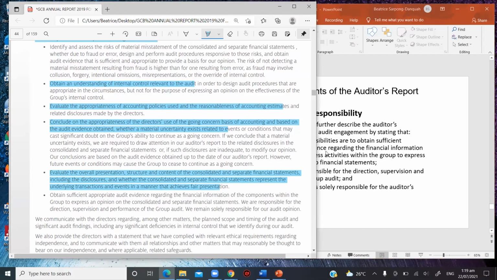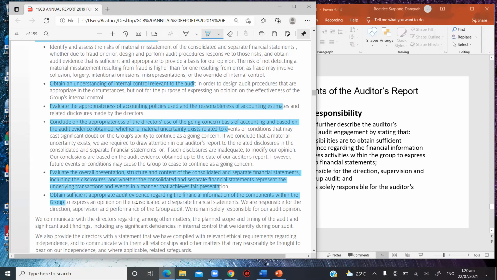And you also have to indicate, if it's a group, if they audited group accounts, whether they obtained evidence regarding the financial information of the various components within the group, within the GCB group. They have to indicate if they obtained financial information on the various components of the group, the various subsidiaries, associates, and all that. So here they have said that they obtained sufficient and appropriate audit evidence regarding financial information of components within the group to express an opinion on the consolidated financial statements of GCB group. Otherwise, they could have only expressed an opinion on GCB Bank.